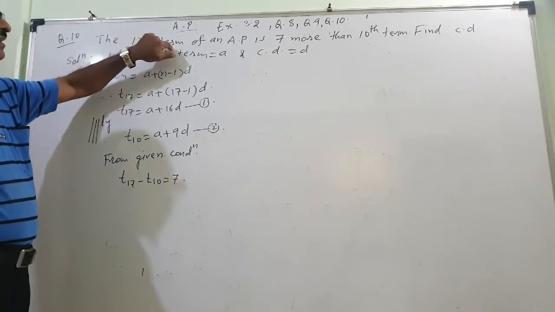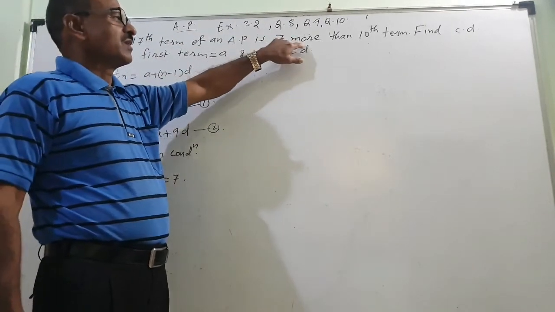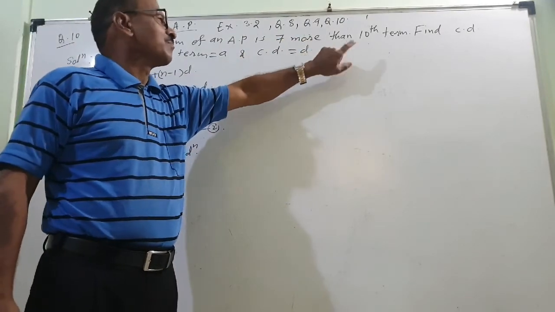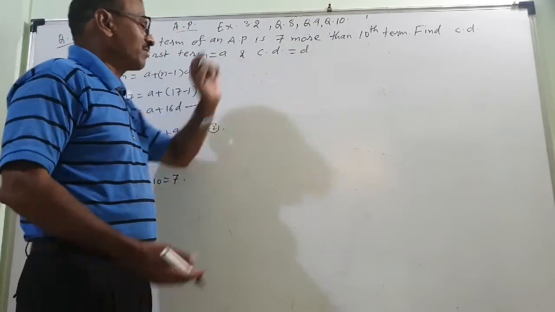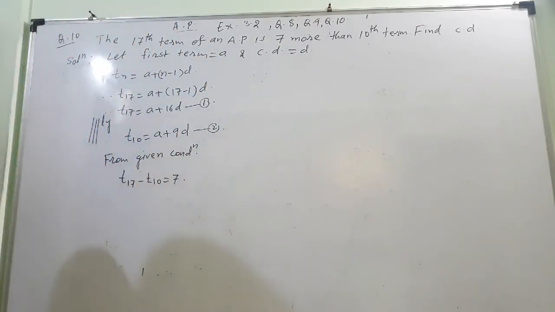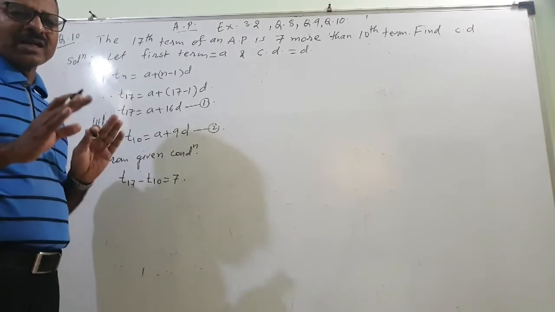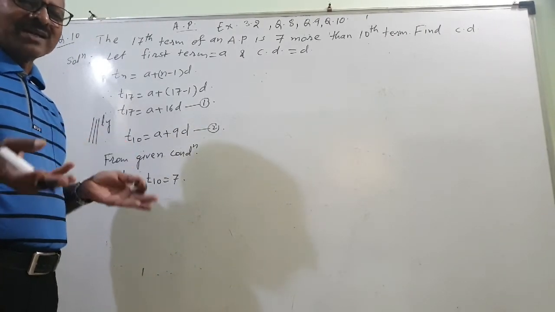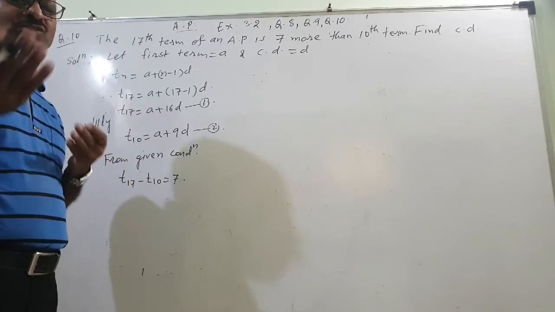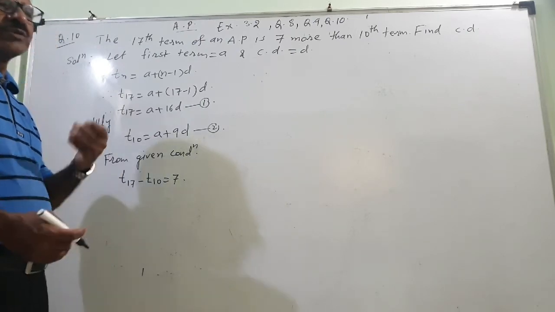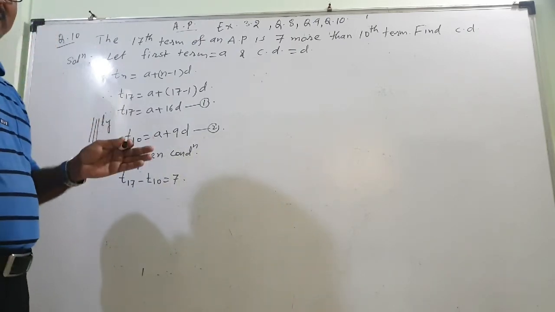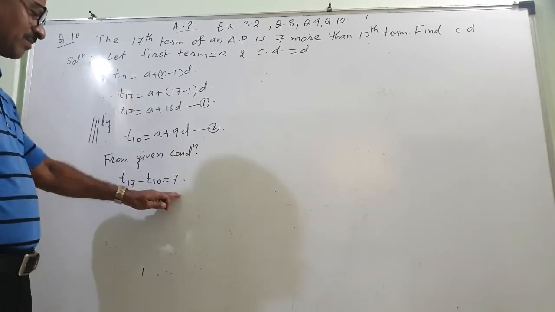The 17th term is more than the 10th term by 7. That means the difference between the 17th term and the 10th term is 7. If I am elder than you by, say, 30 years, what does it mean? My age minus your age is equal to 30. That is nothing but the bigger minus the smaller. That is nothing but the difference.